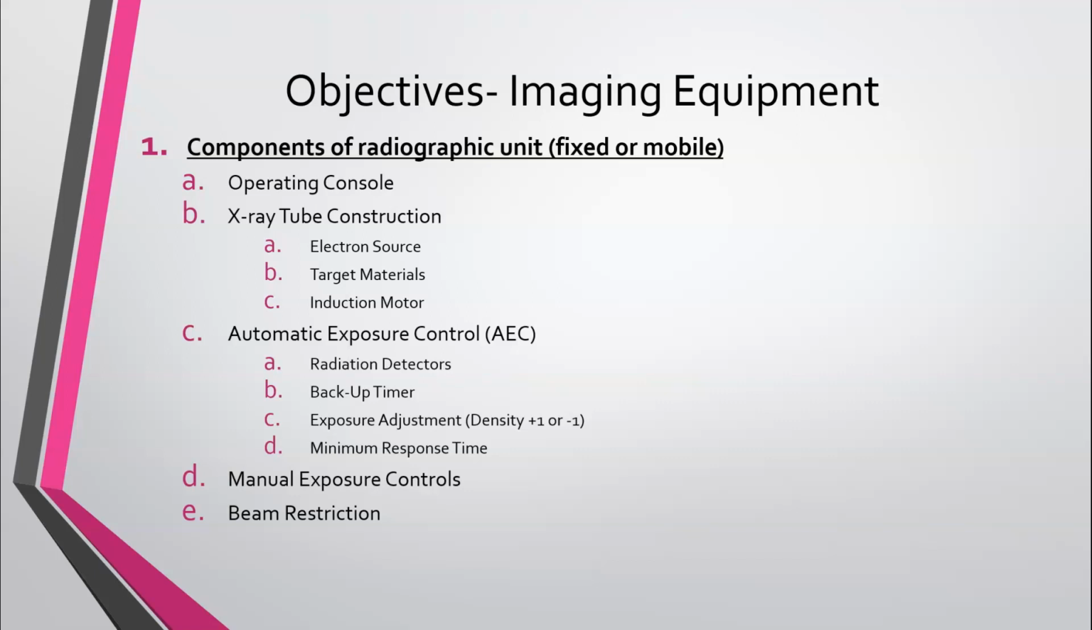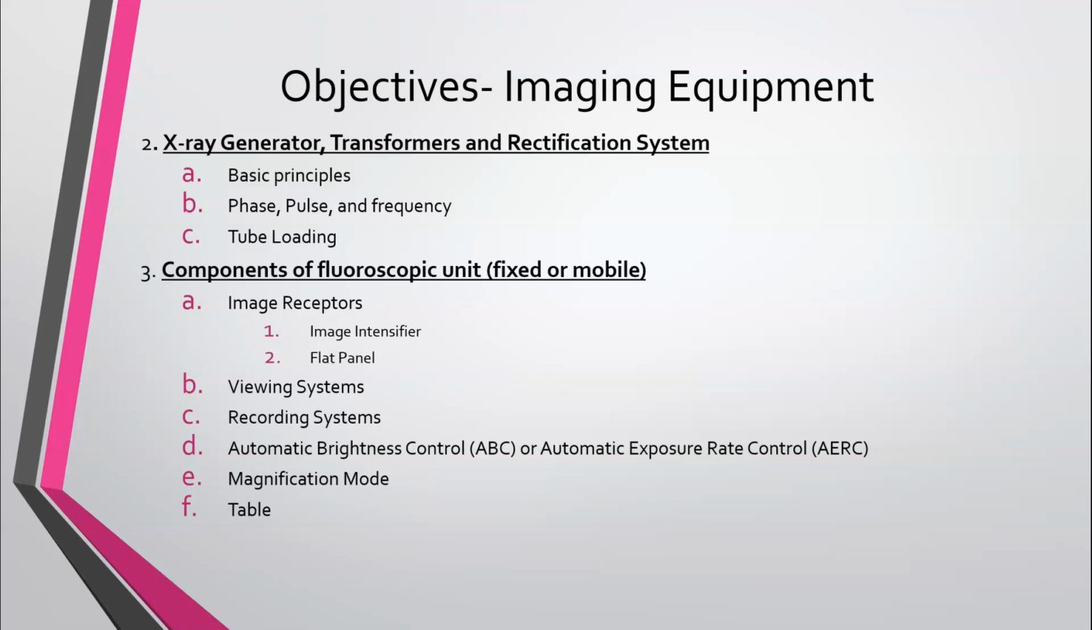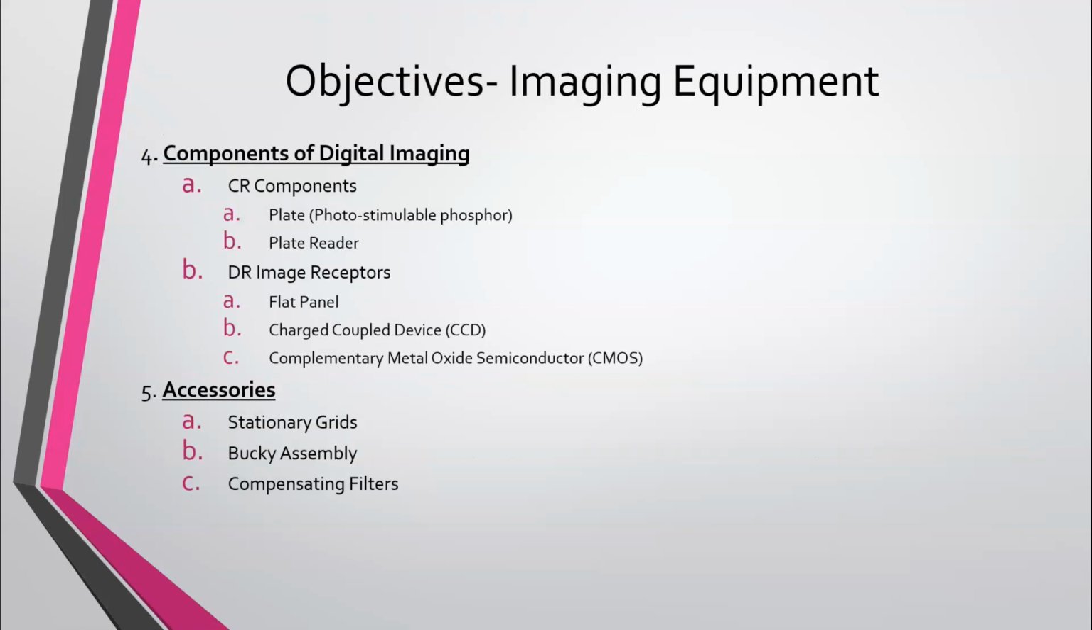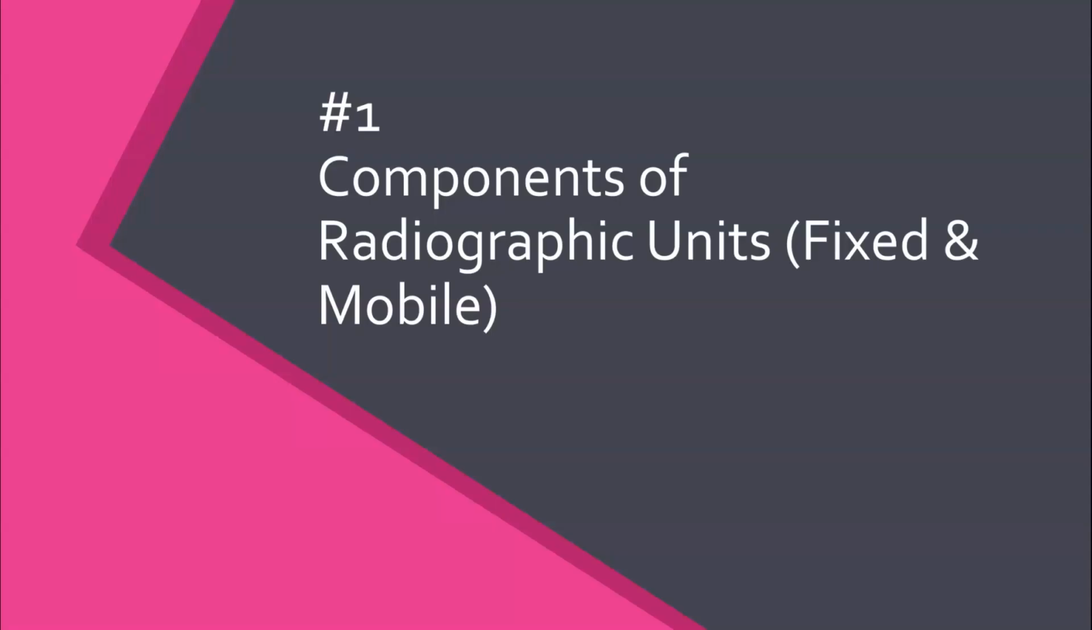We're going to talk about the operating console, the tube construction, AEC, manual exposure control, beam restriction, generators, and rectification, and we've got fluoro. So the components of digital imaging and accessories will be in another video. So 4 and 5 are in a separate video. All right, so let's get crack-a-lackin'.